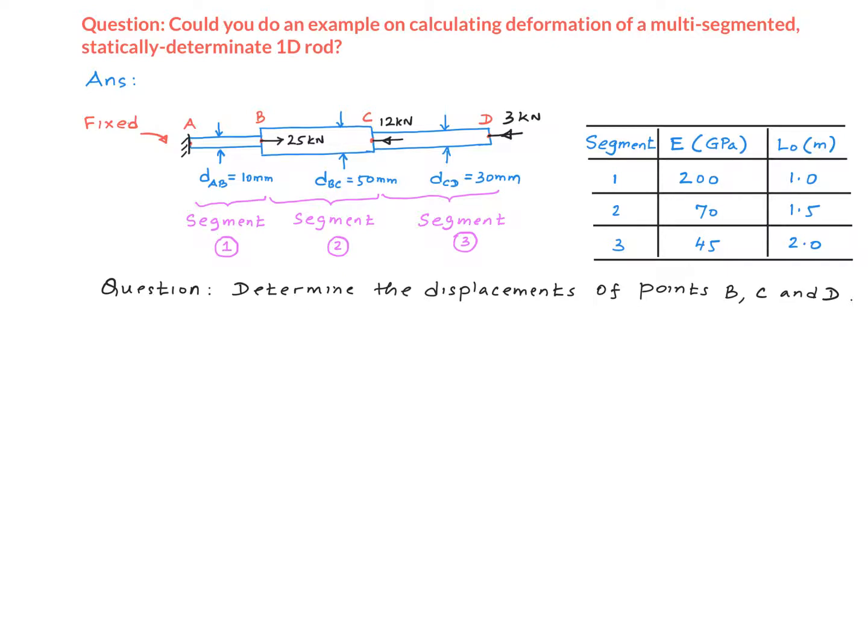Basically, we have a 1D rod consisting of 3 segments fixed at point A. The rod is subjected to 3 external point loads at points B, C, and D. The diameter of these segments are given here, the Young's modulus is given here, and the original length is given here. The question is to determine the displacements of points B, C, and D.